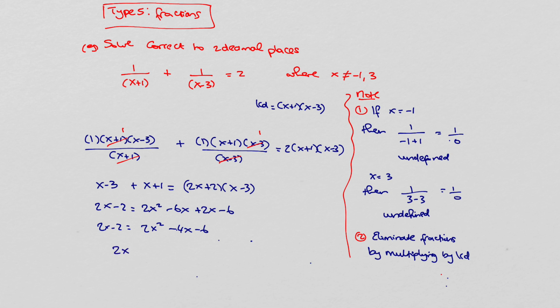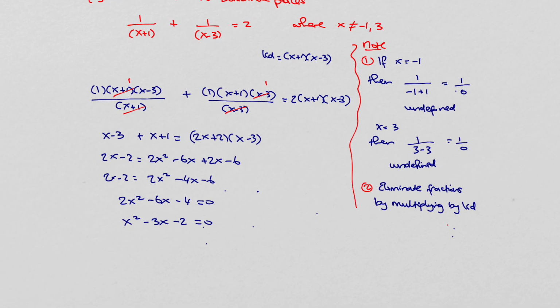And then I get 2x squared, subtract 2x from both sides, gives me minus 6x, add 2 to both sides, and I get minus 4 equals 0. I can simplify that by dividing everything across by 2. And now I'll look, and I can see that there's nothing that will multiply to give me minus 2 and add to give me 3.